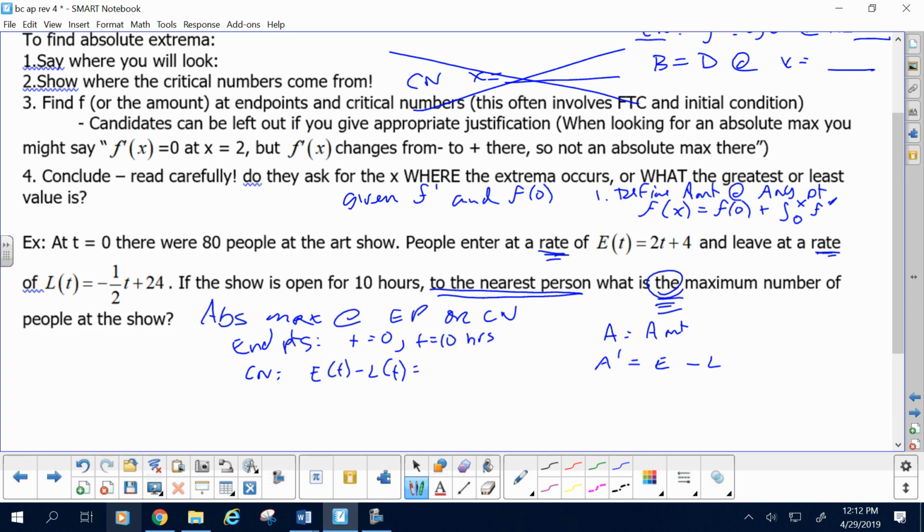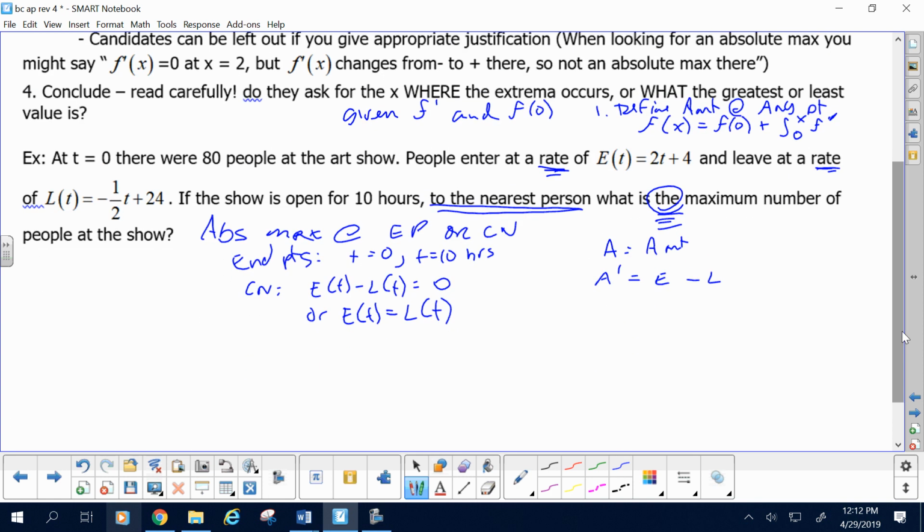But either way, wouldn't you say a critical number is where the rates are equal to each other, because everywhere else, one's bigger than the other, and so it's probably increasing or decreasing around that point. So I would say my critical numbers come from this, or when they're equal. You wouldn't have to say both. You could say one. Either one is fine, but you definitely have to say one. If you found that, this comes out clean.